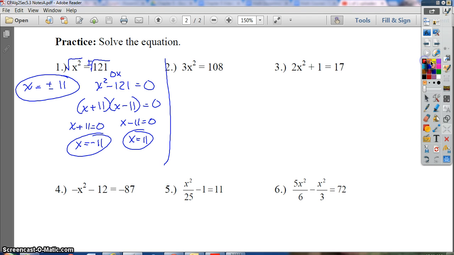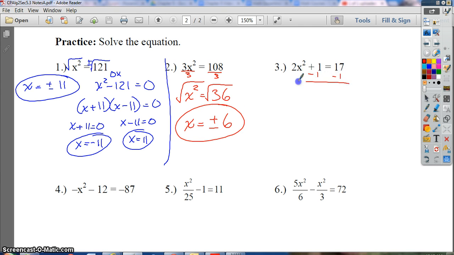It's the same deal. So when you do this next one, I would divide by 3. So I get x squared equals 36. I then take the square root, which is x is equal to positive negative 6.